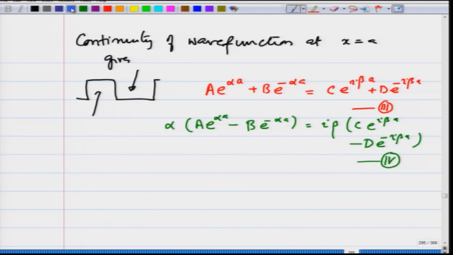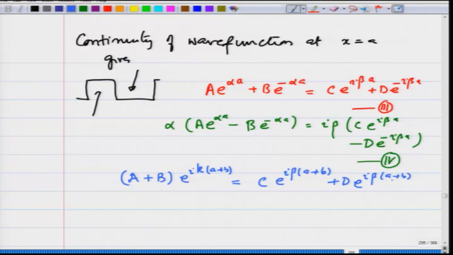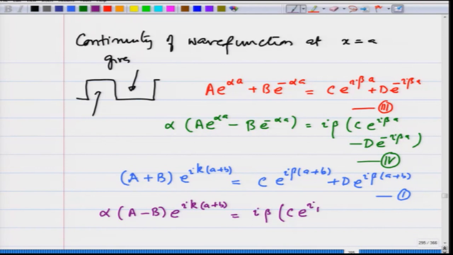So, number 1 and 2 were (A plus B) e raised to i k (a plus b) was equal to C e raised to i beta (a plus b) plus D e raised to minus i beta (a plus b), and this was equation number 1, and the second equation was alpha (A minus B) e raised to i k (a plus b) was equal to i beta times C e raised to i beta (a plus b) minus D e raised to minus i beta (a plus b).